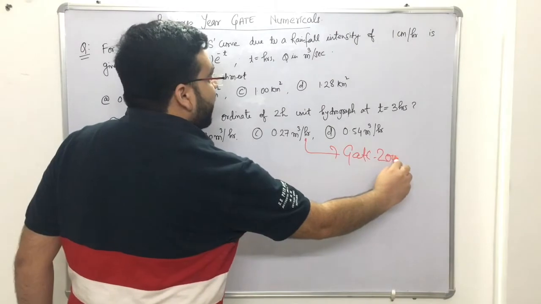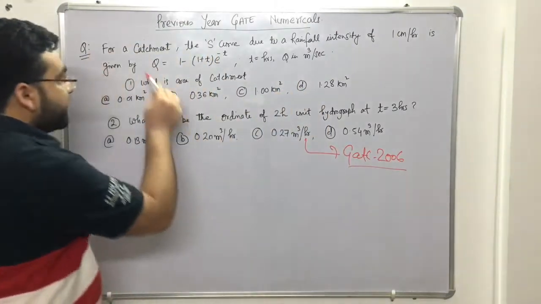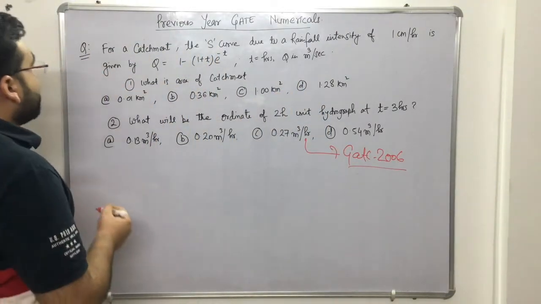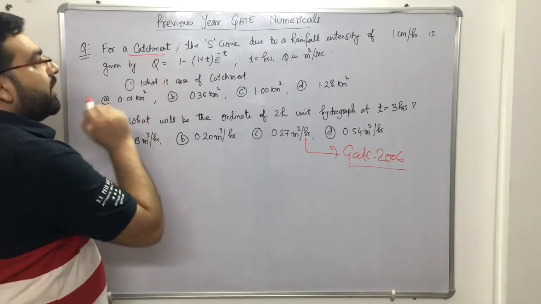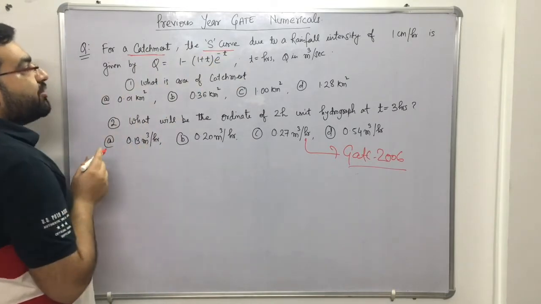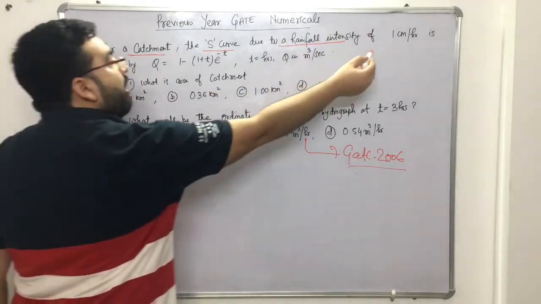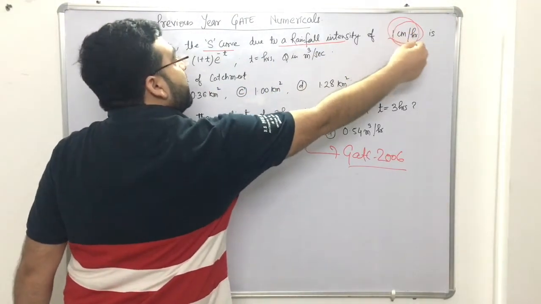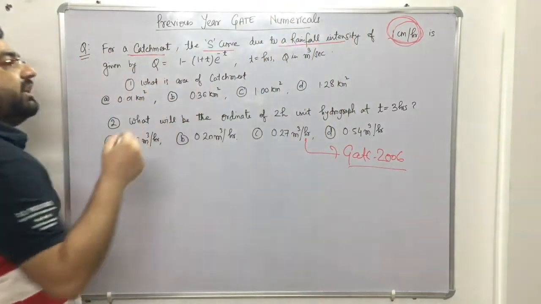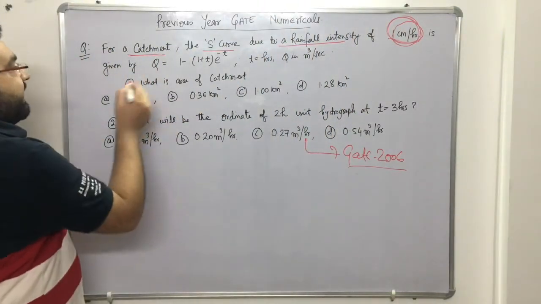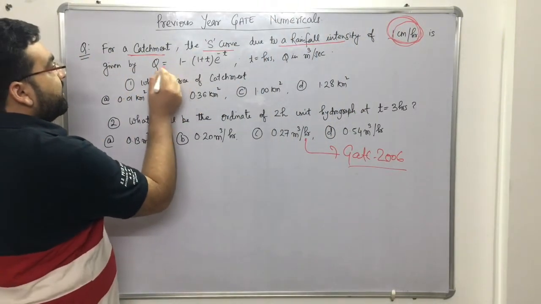GATE 2006. So two questions were asked from the same topic, right? The question was, for a catchment, the S curve due to a rainfall intensity of 1 centimeter per hour is given.